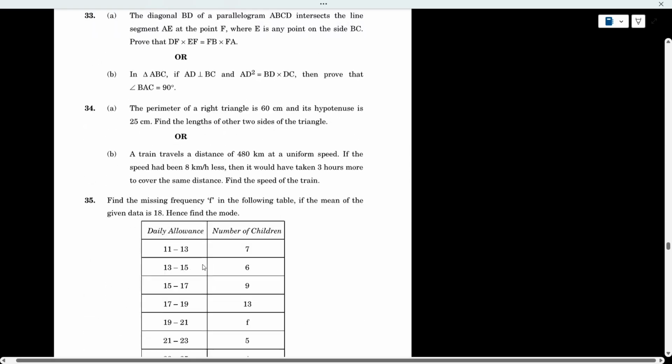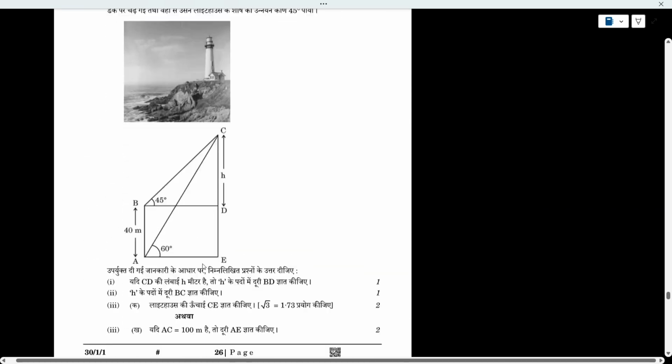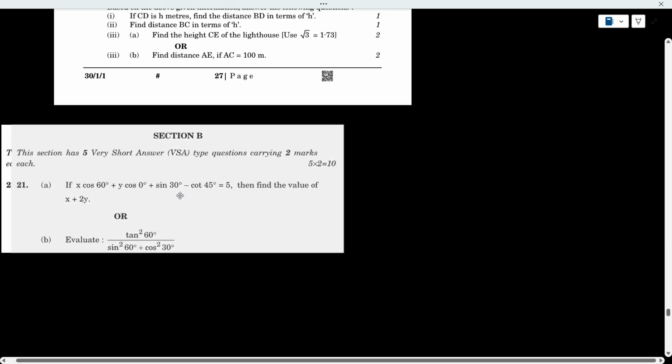I'll be giving you all the steps, how you are going to write in your exam. So make sure you are writing the steps properly. If there is any mistake in the final answer, at least you should get marks for the steps written. So let us take the first question here.